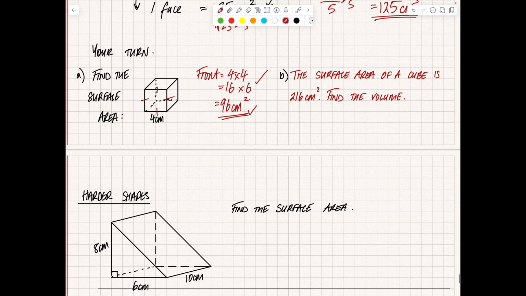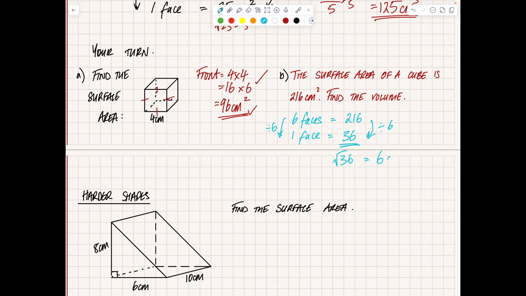Okay, thinking about part B, looking at what we just did a second ago. So I know the 6 faces added together is equal to 216. So for one face, I divide by 6. So you're doing your 216 divided by 6, which gives you 36. So I know the area of one face is 36. I've then got the square root of 36.